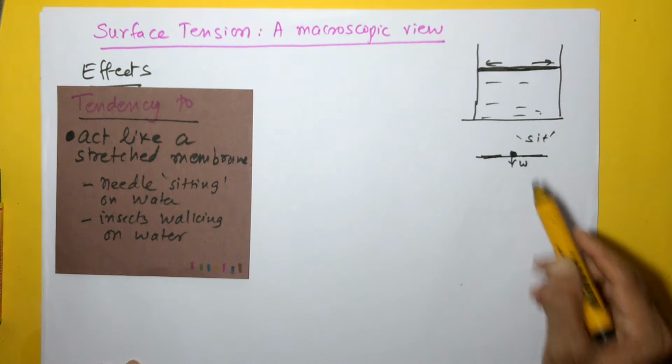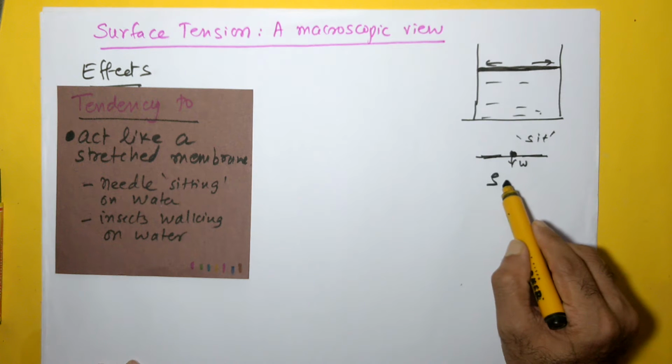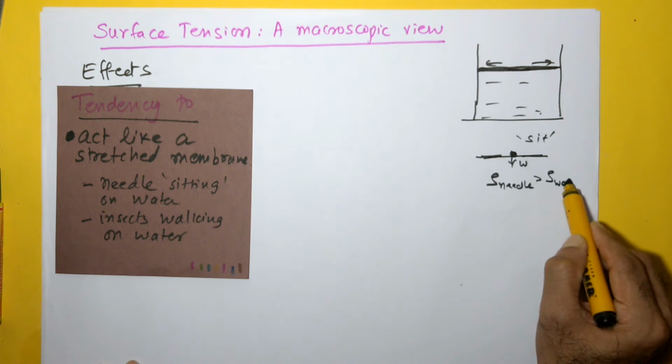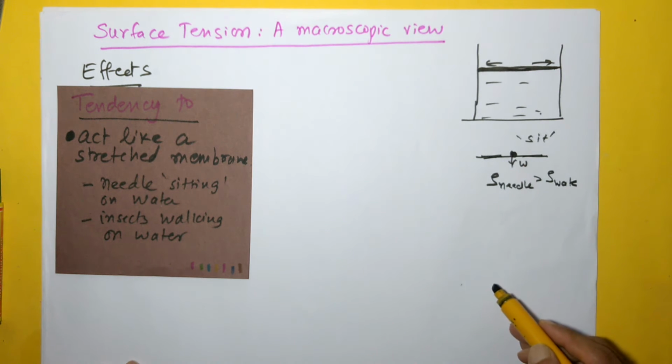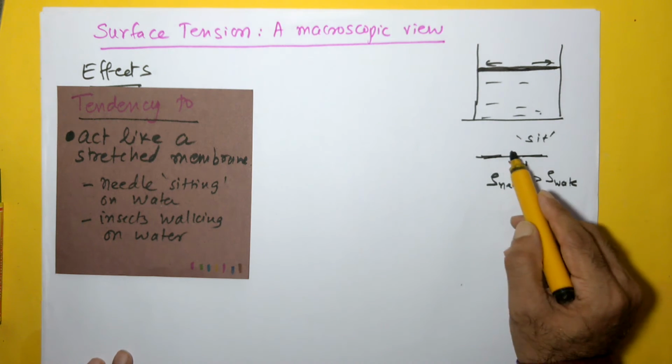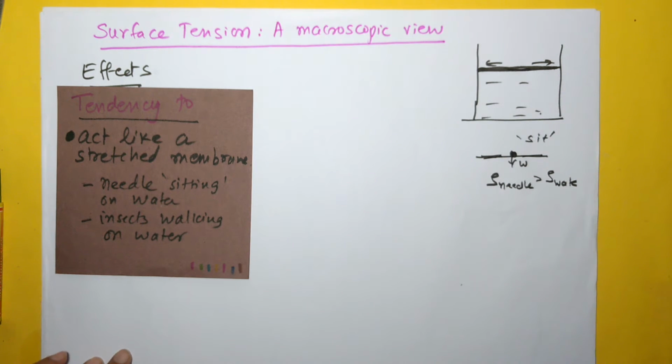Actually, by the law of flotation, because the density of the needle is greater than the density of water, obviously the needle should sink, but that doesn't happen because of surface tension, and of course because the weight of the needle is very, very small, and the surface tension force is able to withstand this. So that's one example of the stretched membrane effect of surface tension. The other example is of course insects walking on water. Because the weight is less, the surface tension is able to withstand this weight. So that's the first effect of surface tension.